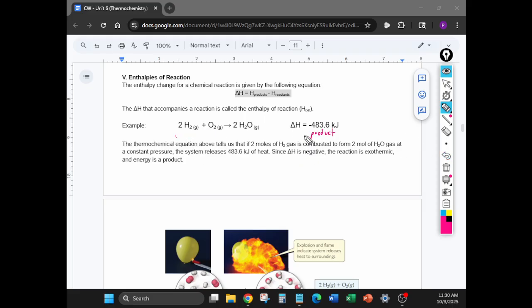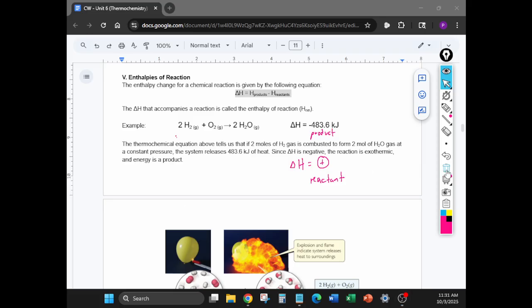Okay, but if you had a delta H that was positive, if you had a positive delta H value, that means that energy is a reactant. So that's essentially what this is telling us. The delta H, the sign, if it's positive or negative, is telling you, is energy a reactant or is energy a product? Are you using energy to start the reaction, or are you making energy in the reaction? That's what it's telling you.